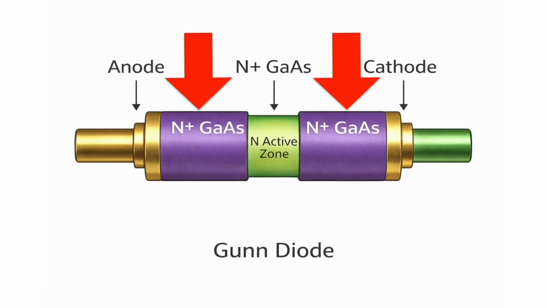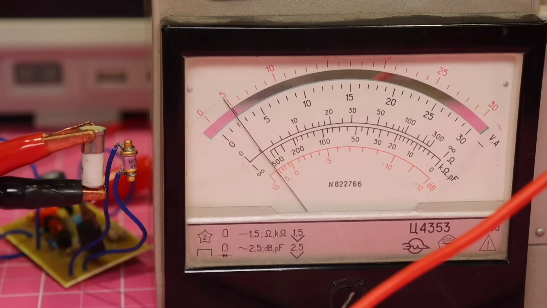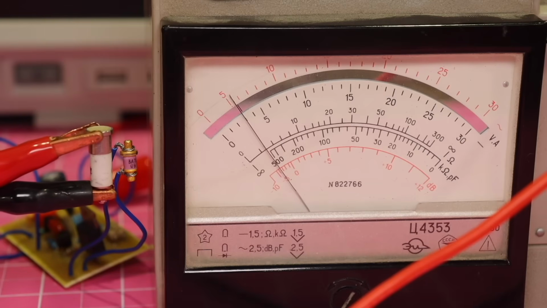There are two heavily doped N regions at the edges of the crystal and a thin, less doped active N region in the middle. A necessary condition for the effect to occur is reaching a threshold value of electric field strength. Usually this is about 3 kilovolts per centimeter.